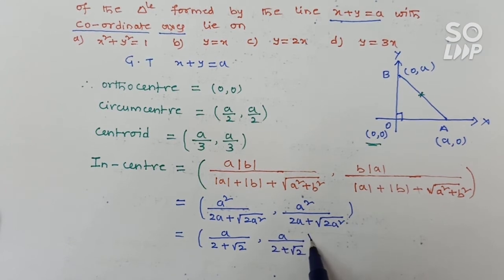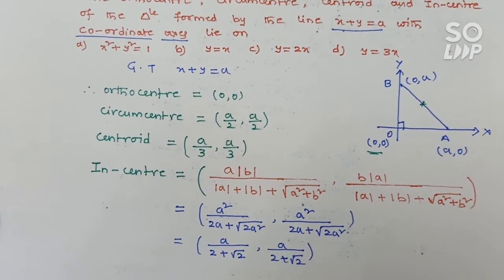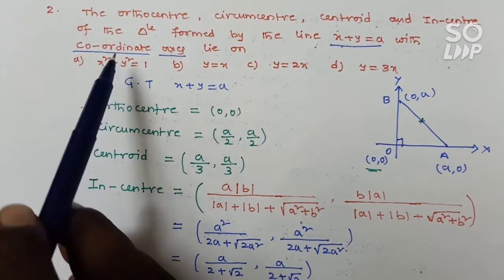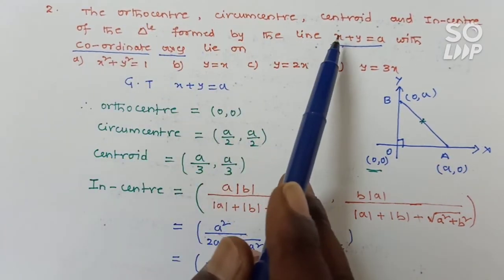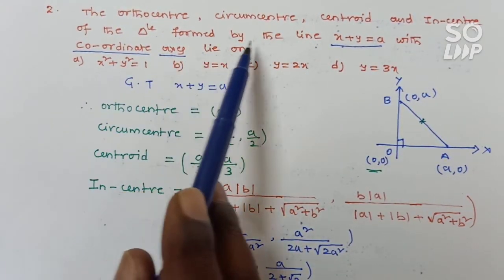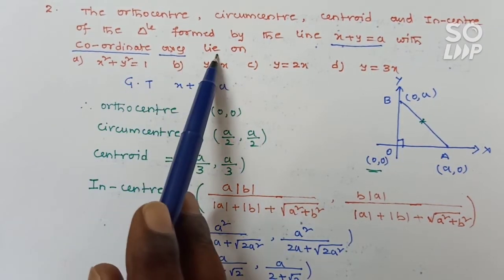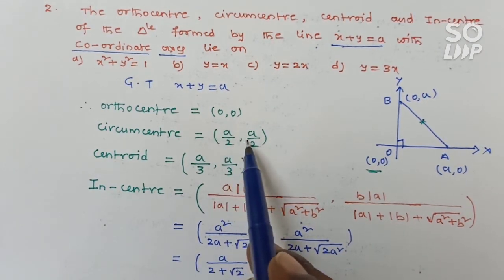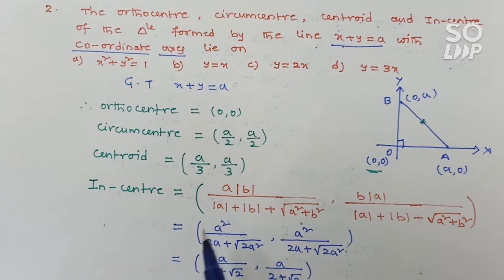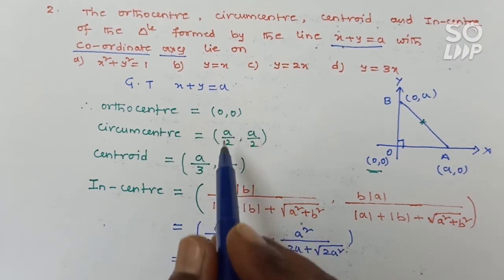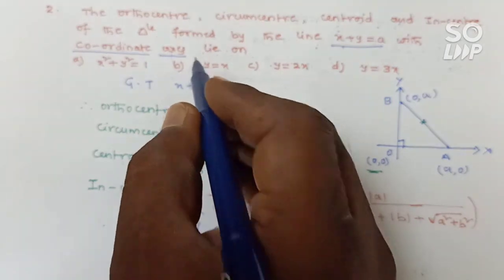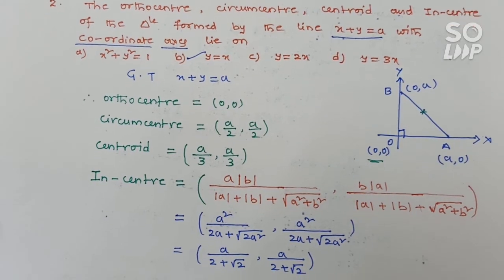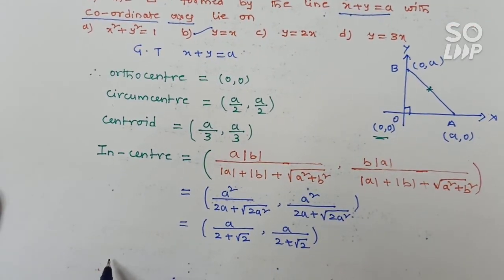In the given question, we have to verify where the orthocenter, centroid and incenter of the triangle formed by the line with the coordinate axes lie on. Lie on means that, by observing all these points, the x coordinate is equal to the y coordinate. So all these points will lie on y equals x. So the correct answer is B.